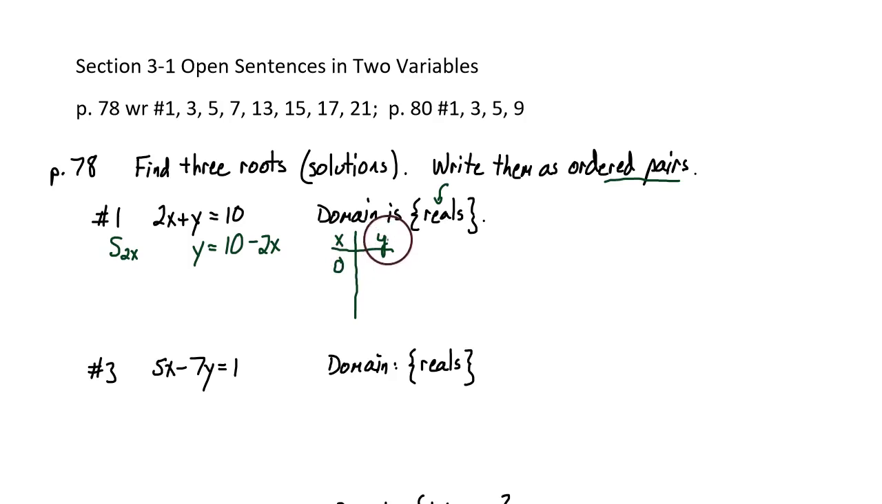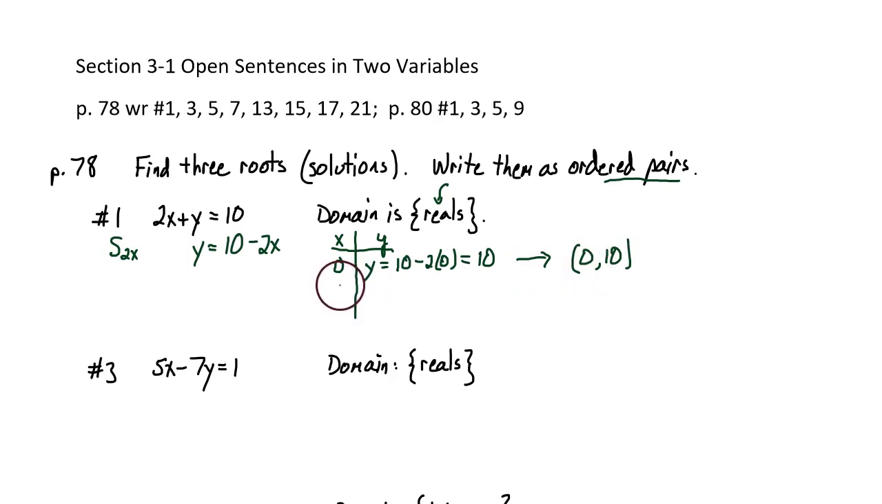To figure out what y is, we're going to use the equation that we created that has y solved in terms of x. So y is equal to 10 minus 2 times 0. 10 minus 2 times 0 is 10. This row of the table has generated our first root of our equation. As an ordered pair, it's 0, 10. When x is 0, the value of y is 10.